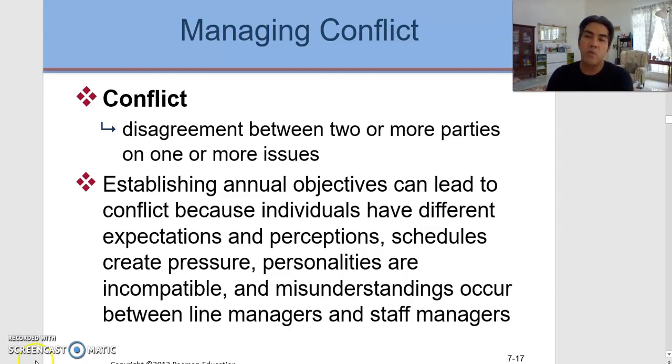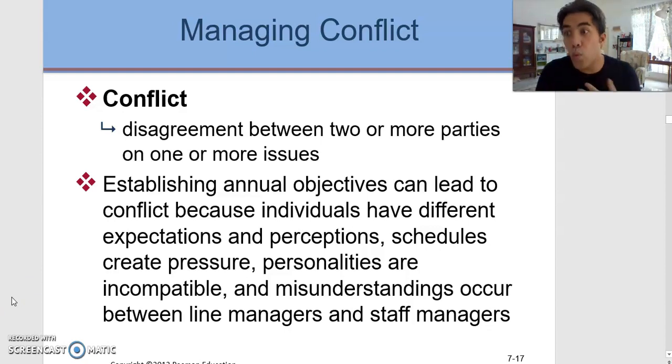Conflict is a disagreement between two or more parties on one or more issues. For example, establishing annual objectives can lead to conflicts. Why do you impose on my department this KPI, whereas you post a little bit easier and more reasonable KPI for the rest of the other departments? So that can become a conflict. Why do we have to publish 10 papers but lecturers in other faculties only have to publish 3 papers, for example? That is a conflict that might occur in any faculty. So establishing the annual objective alone definitely can lead to conflict.